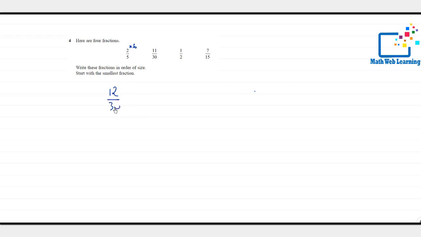Out of 30, of course. This one here is still the same. It doesn't change because it's already out of 30. This one here, it times it by 15, so you get 15 out of 30. This one here, it times it by 2, and you get 14 out of 30.